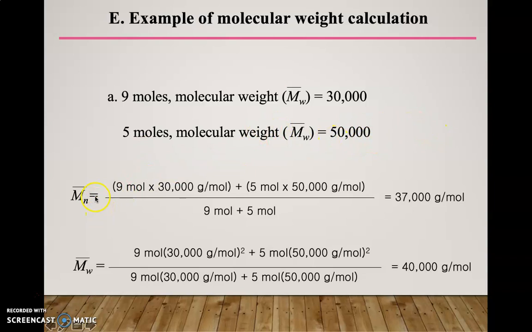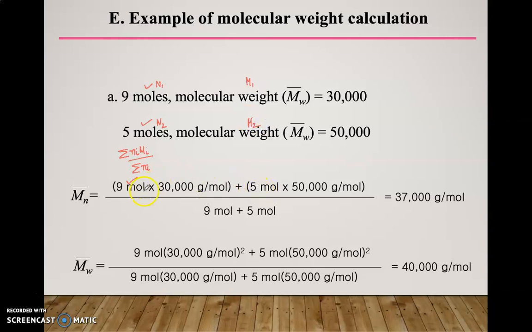So if we are asked to calculate the number average molecular weight, we know that it is nothing but summation. We know the formula, right? So the formula says, let me write that for you: summation NiMi upon summation Ni. So we have two values of n here, let me write it as n1 and this is n2. Correspondingly we have m1, and this is m2.